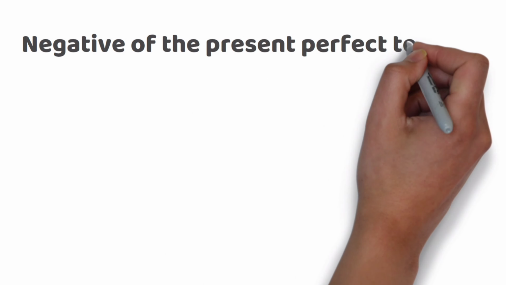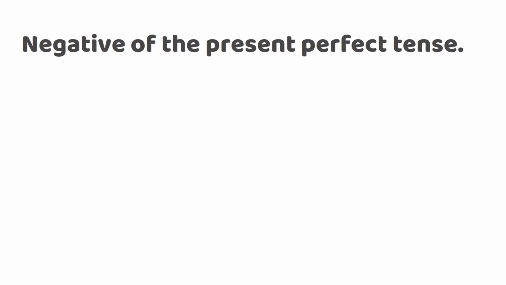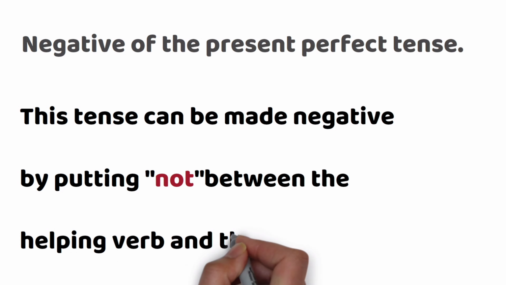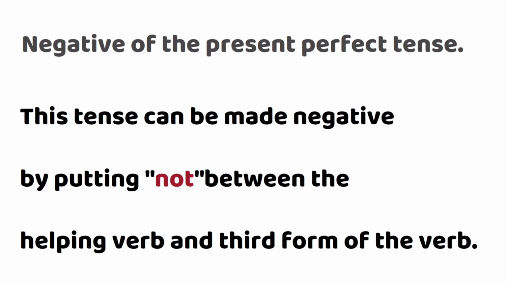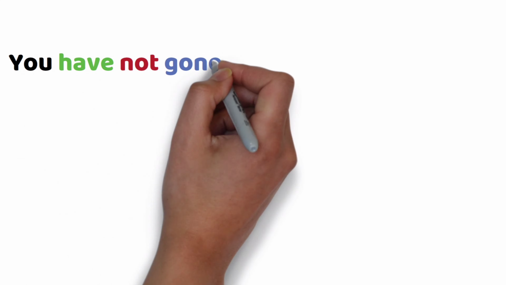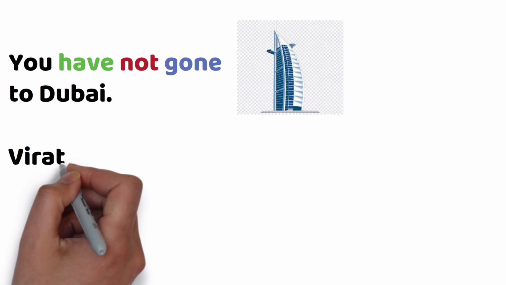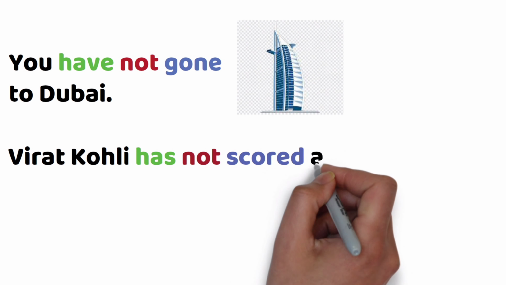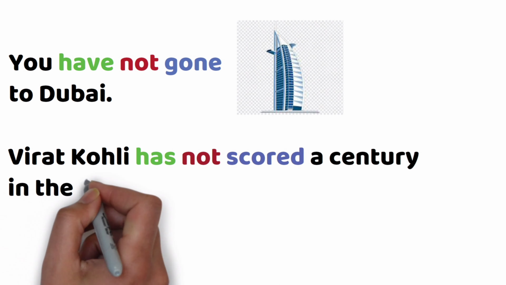Negative of the present perfect tense. This tense can be made negative by putting not between the helping verb and the third form of the verb. You have not gone to Dubai. Virat Kohli has not scored a century in the final of the World Test Championship 2023.